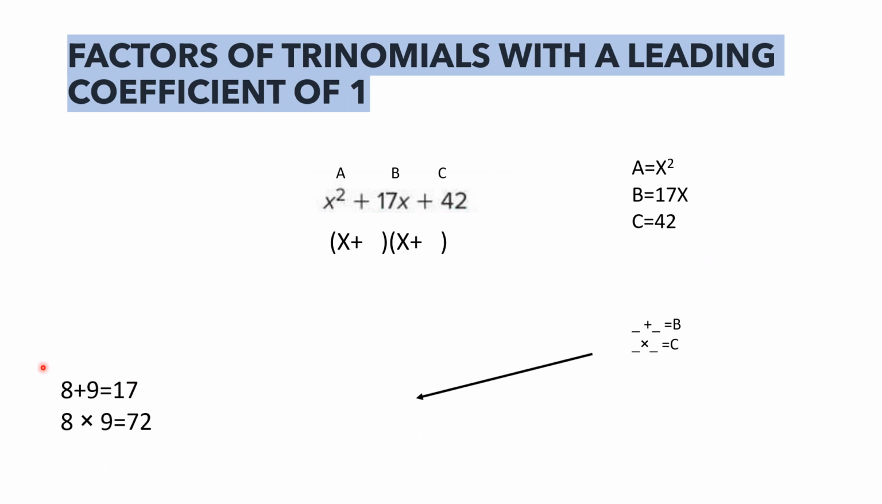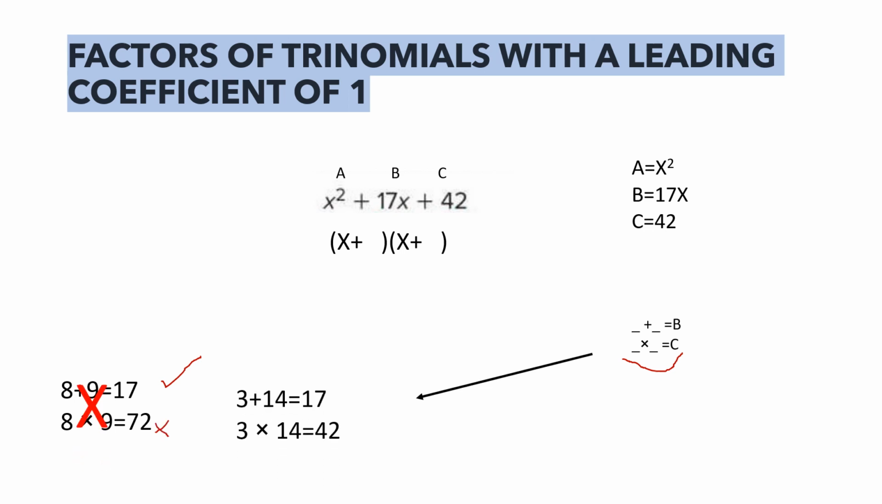Let's try two numbers. Here I tried 8 and 9, and as we add them, it gives us 17. So for part 1 we can check it by saying that's correct, because it equals 17. But when we multiply them to check if those numbers are correct, 8 times 9 should give us c, but in this example it didn't give us 42. It gave us 72, which is wrong.